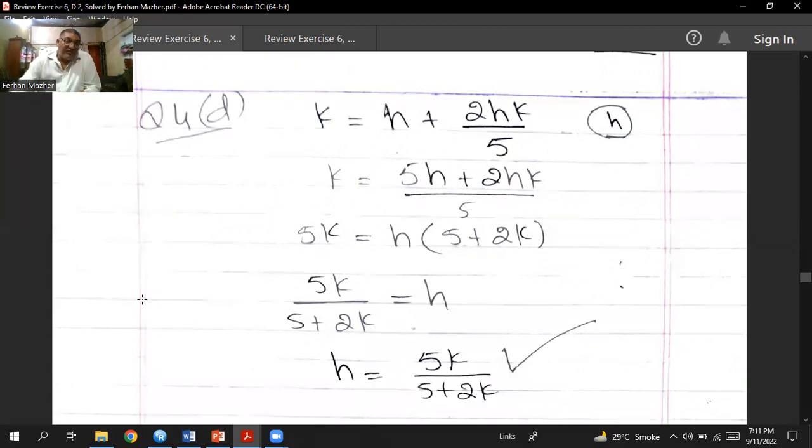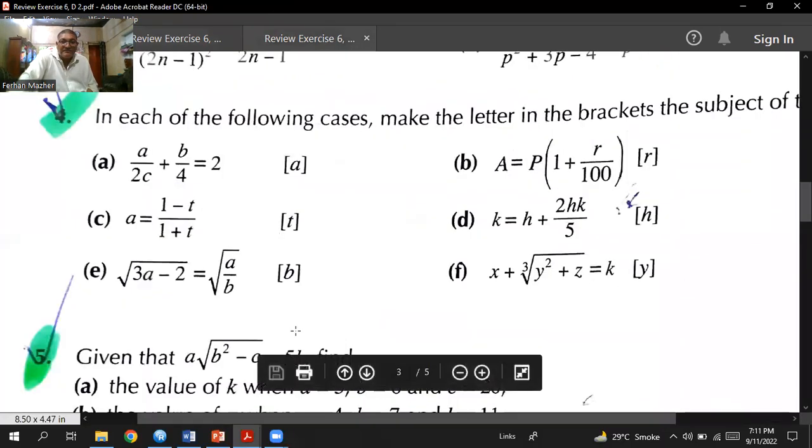So bring this 5 to this side, and multiplying with K, 5K equals H(5 plus 2K), I have taken H common. So in the bracket, you are left with 5 plus 2K. This bracket, which is multiplying with H, will go to the other side and divide. So you will have 5K divided by (5 plus 2K) equals H. So H is equal to 5K divided by 5 plus 2K in the denominator. So this is how you will do question number 4, D part.